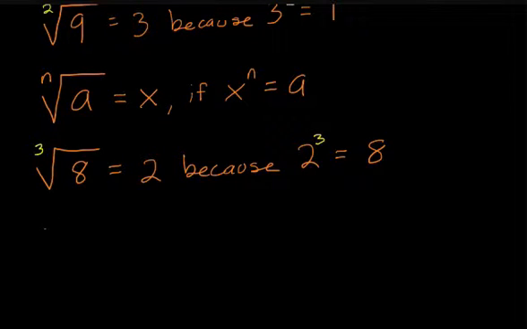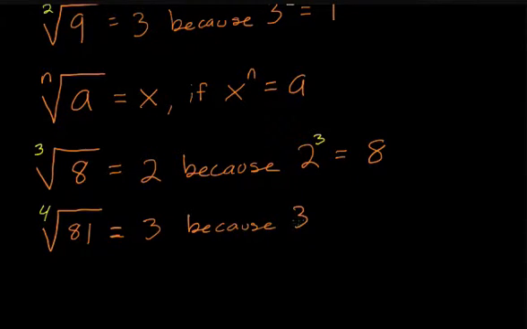Let's try another one. If you can have cubed roots, can you have fourth roots? Let's take the fourth root of 81. And these become harder and harder to see intuitively. But the fourth root of 81 is actually 3. And why? Because if you take 3 and you raise it to the fourth power, that gets you 81.